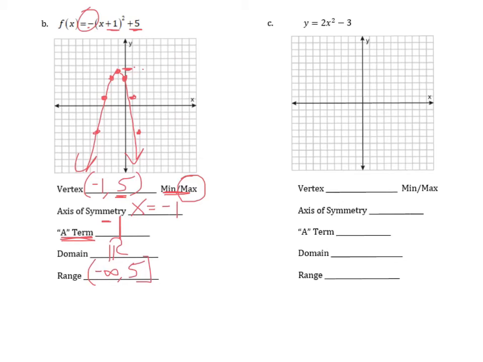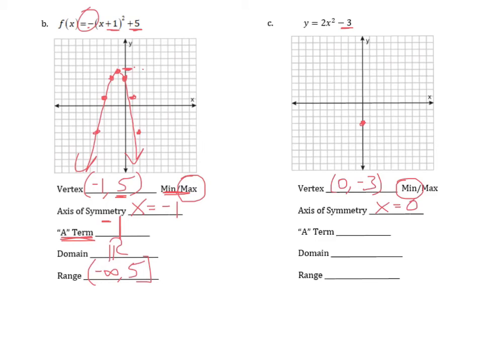Now let's take a look at question C. So in this question we have y equals 2x squared minus 3. So since I don't have anything in parentheses with my x being squared, that means my horizontal shift doesn't actually exist, which means my vertex is still going to have an x value of 0, but I do have a vertical shift down negative 3. So my vertex now moves to 0, negative 3. There's no negative in front of the x squared, so that means this is a minimum. My axis of symmetry, x equals 0, because that's the x-coordinate of my vertex.